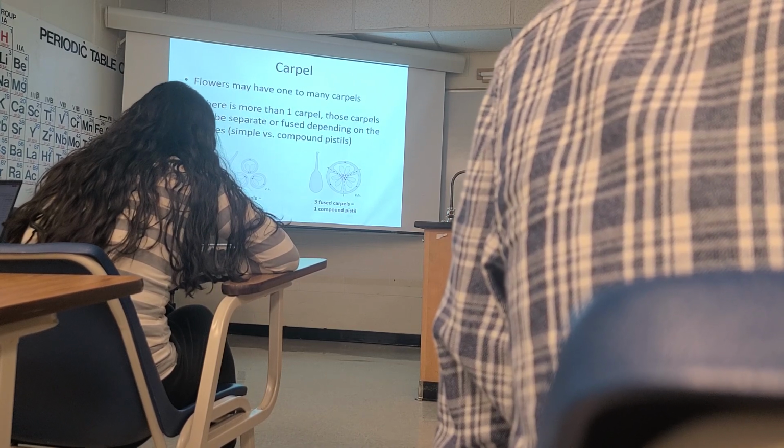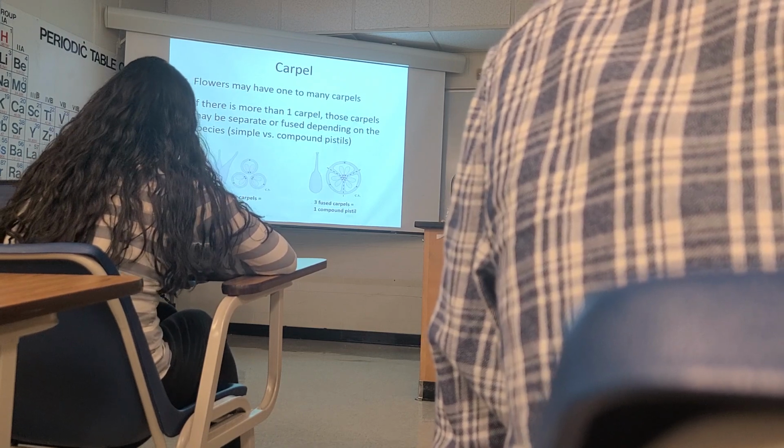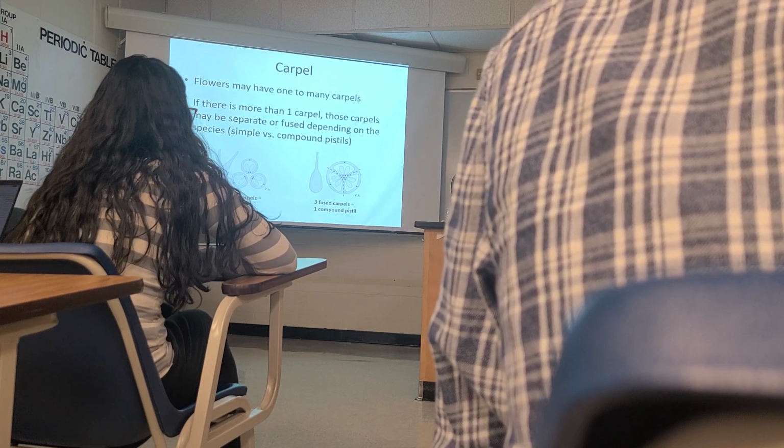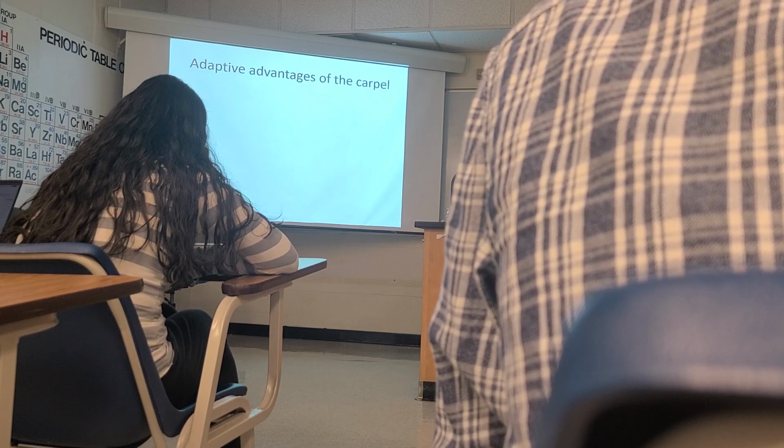And how do you oftentimes figure out how many carpels you have if you don't want to cut the flower? If it's a compound pistil. Exactly right. Count the number of lobes on the stigma, right? That will help you with that.